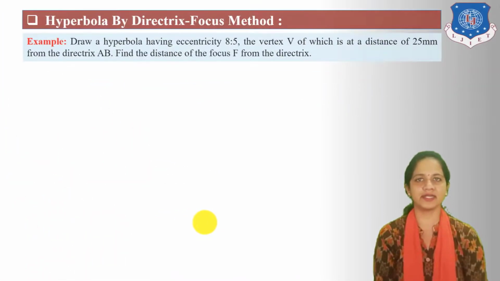Next, let us understand hyperbola by directrix focus method. Example is given here. Draw a hyperbola having eccentricity 8 by 5, the vertex V of which is at a distance of 25 mm from the directrix AB. Find the distance of the focus F from the directrix.